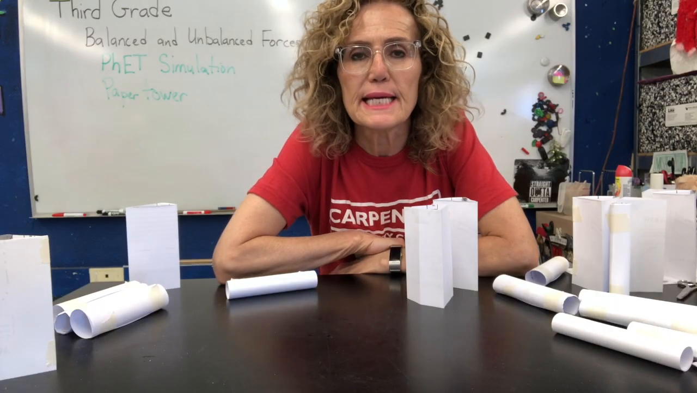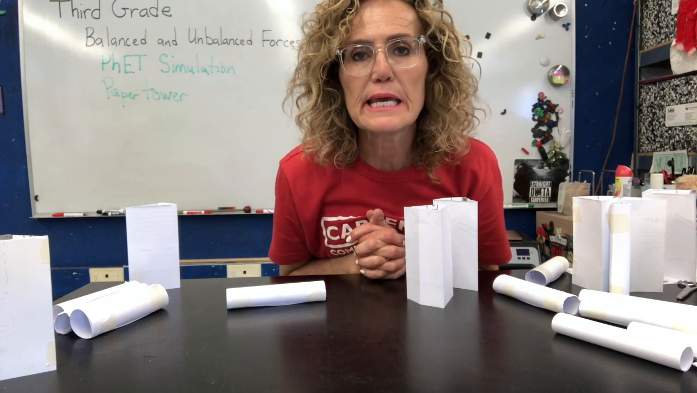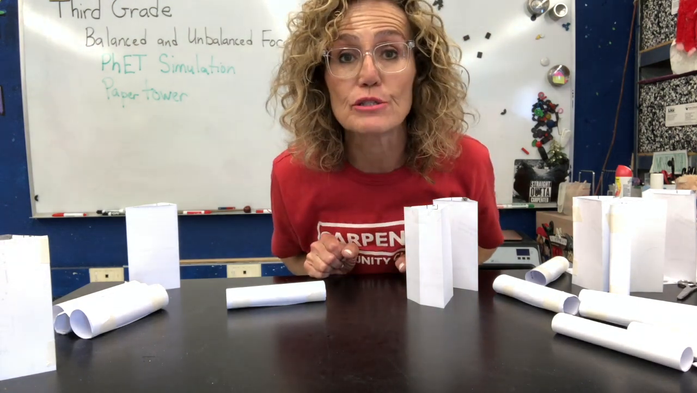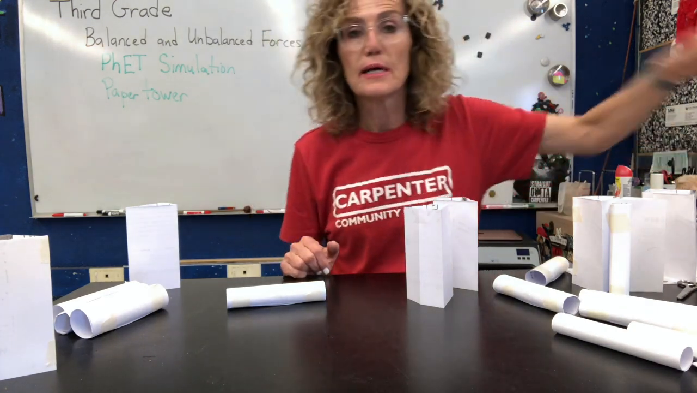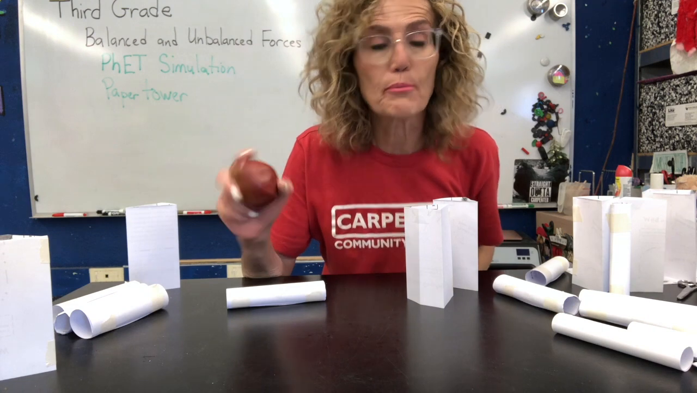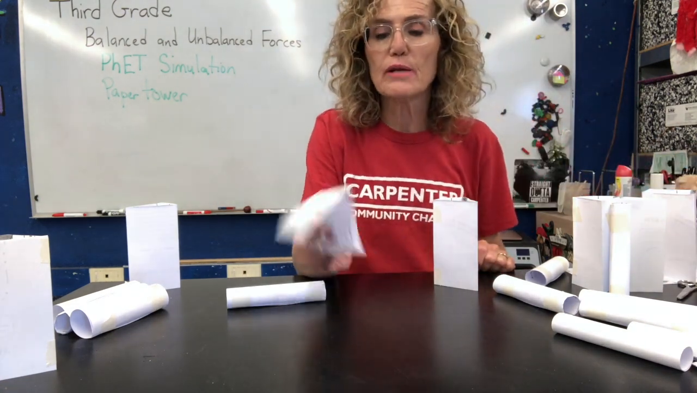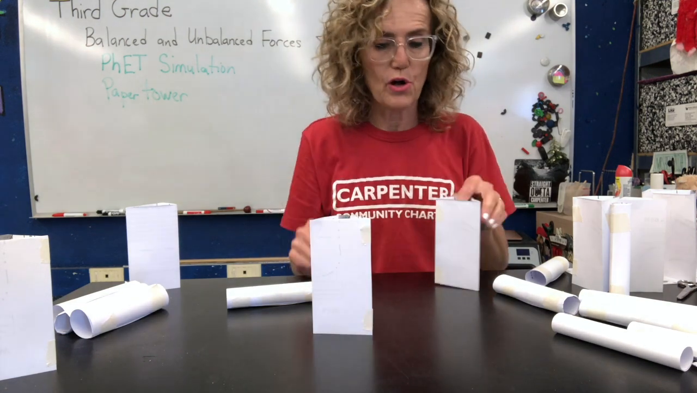Okay, so what I did is I made a bunch of shapes. And now I'm going to start building and see if I can build a tower that's at least 15 inches high and that will stay balanced when I put my piece of fruit on top. Okay, so what I did is I remember I talked about some triangles, so I made some triangles. I added a little tape so they don't fall over.